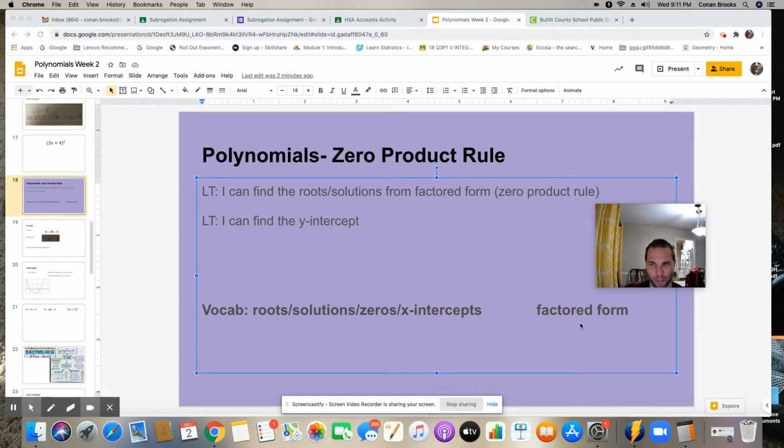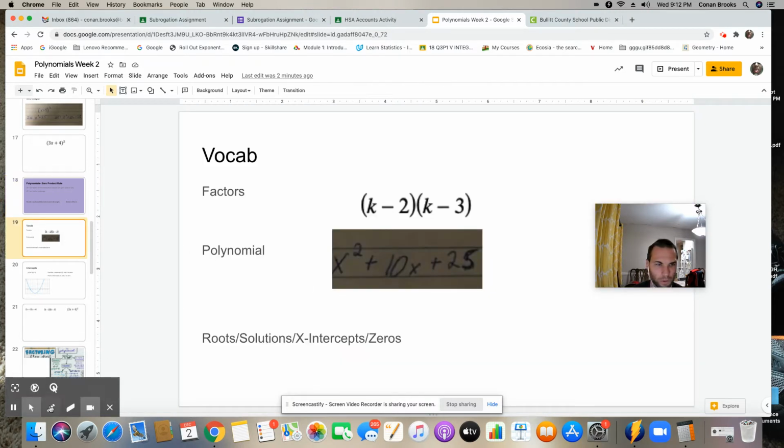Then factored form, I'm going to go over that. You have to know the difference between factored form, standard form, and the roots. Here is factored form. This is factor 1, and this is factor 2. Two binomials. Remember that factors are just things that are multiplied. So we're multiplying k minus 2 times k minus 3, and we covered that under FOIL. Factored form would technically be equal to y. So these two numbers multiplied together is equal to the output.